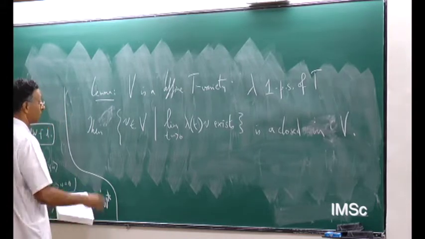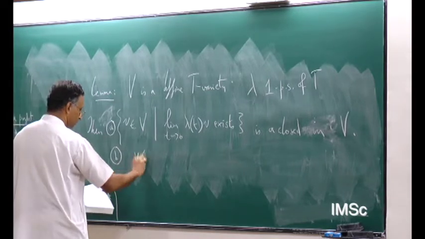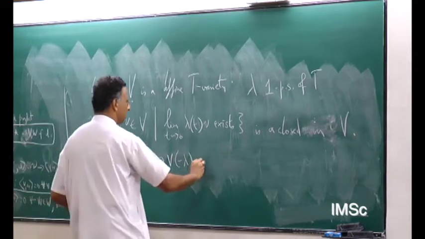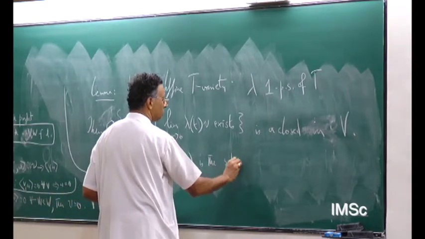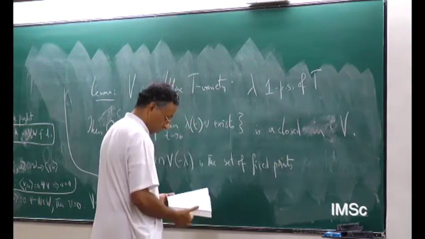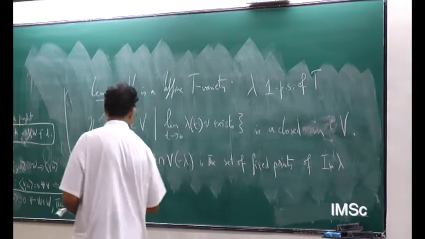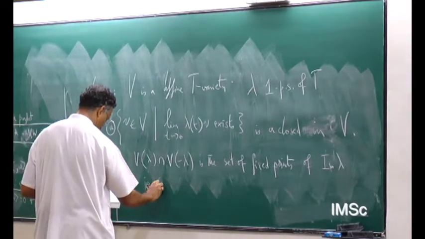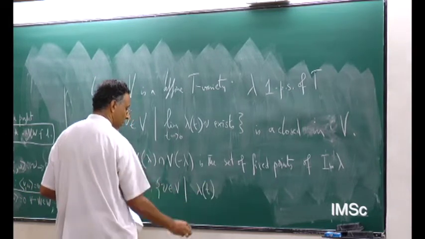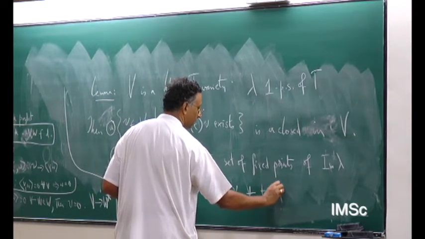Okay, so first this is A, B. V lambda intersect V minus lambda is the set of fixed points of im lambda, that is, v in V such that lambda T of v is equal to v for all T in K.